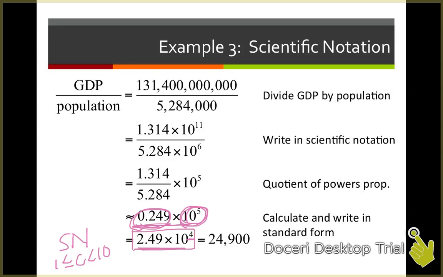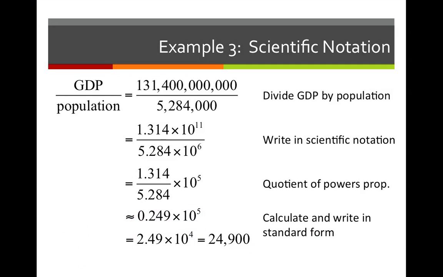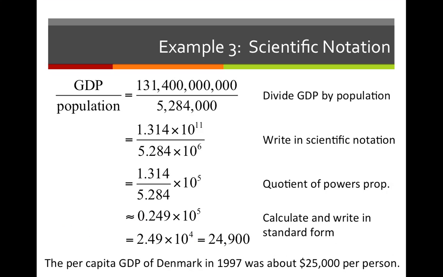In this case, however, it probably makes just as much sense to have our answer be in standard form, and so that just requires us to multiply it out and get a final answer. So in standard form, we have 24,900. And so our answer is that the per capita GDP of Denmark in 1997 was almost $25,000 per person.